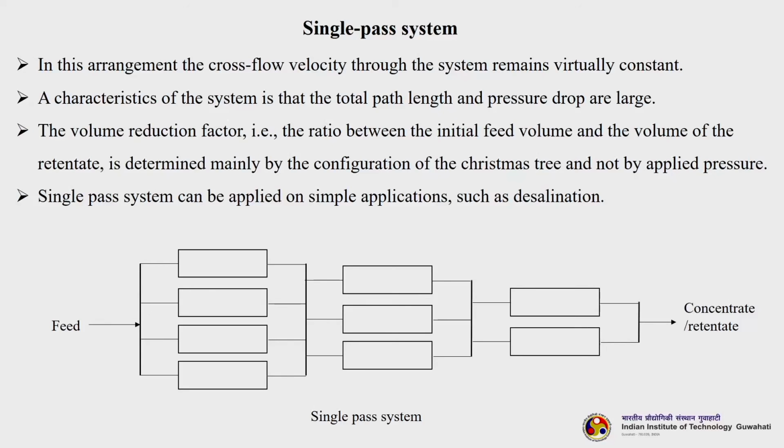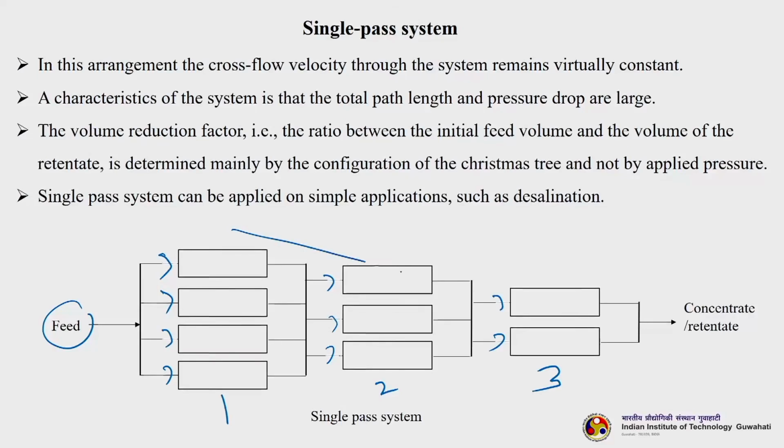So, you can see how the single pass system works. The overall feed is being fed to 4 modules here, then whatever the retentate is coming, okay, they are being fed to the next stage. So, if this is stage 1, this is stage 2, this is stage 3, then they are again fed here, and whatever is coming out here is again fed here. Okay. So, gradually the number of modules in a particular stage is decreasing, that is why this looks like a Christmas tree. We can see something like this.